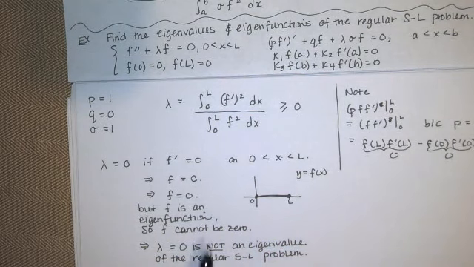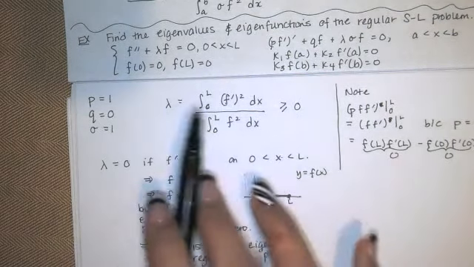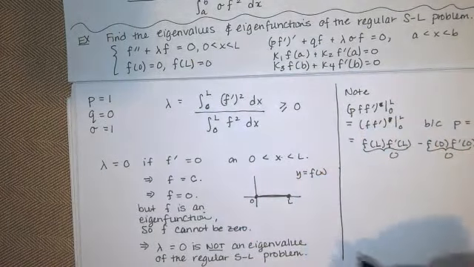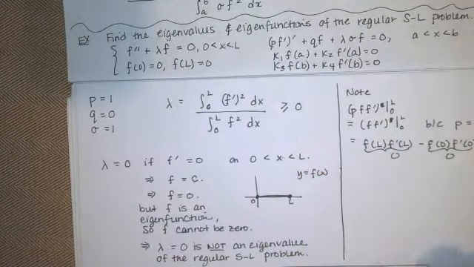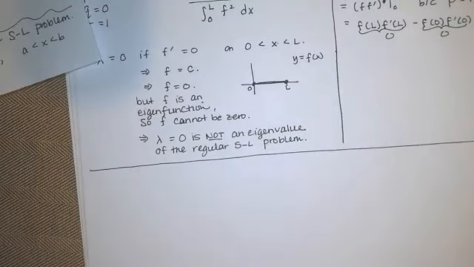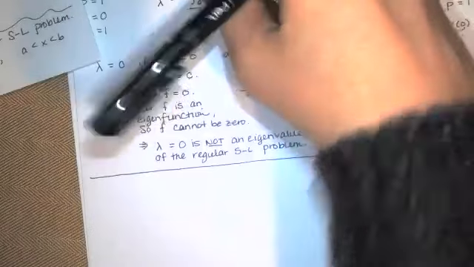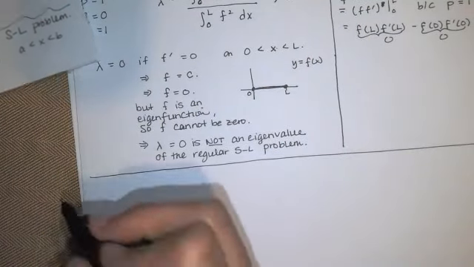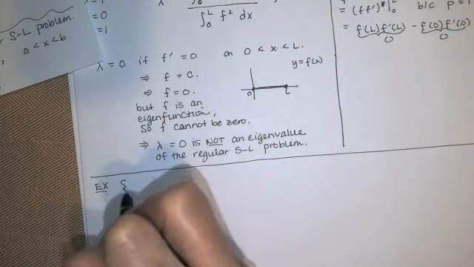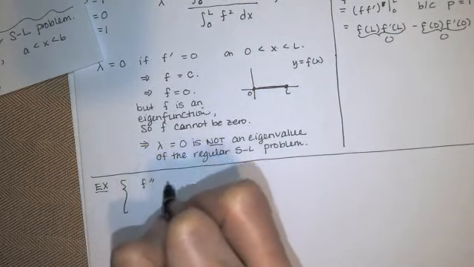Okay, so now we know that lambda equals 0 doesn't work. So that means we know that all the lambda have to be positive. Given that we know that all the lambda have to be positive, we can just look at that case. Let's solve the equation now, or solve the boundary value problem now.